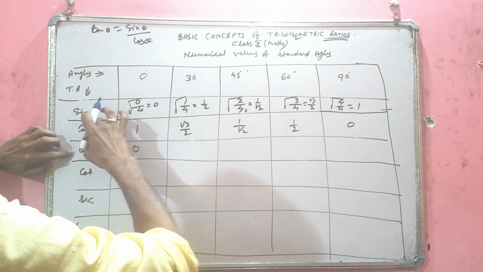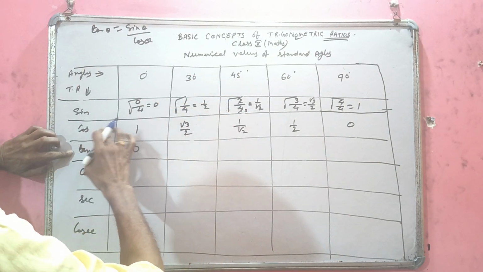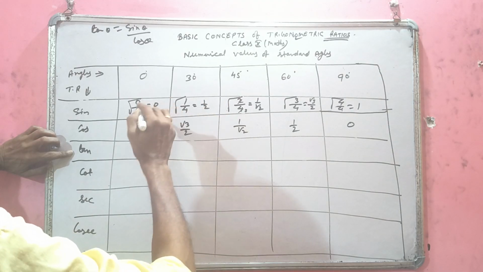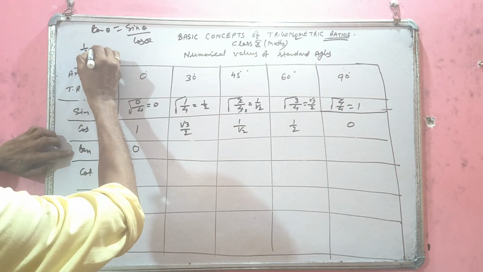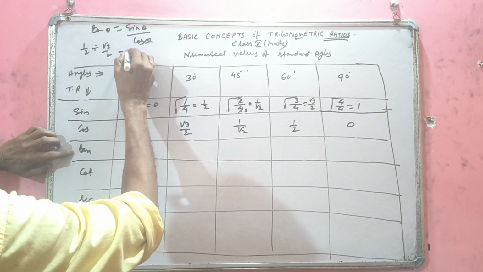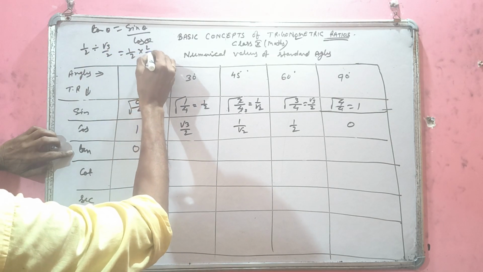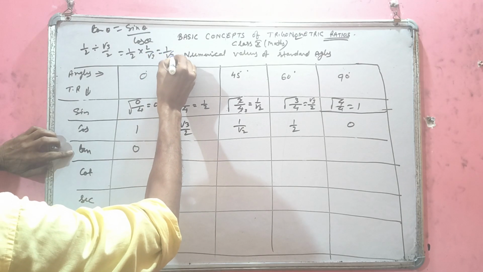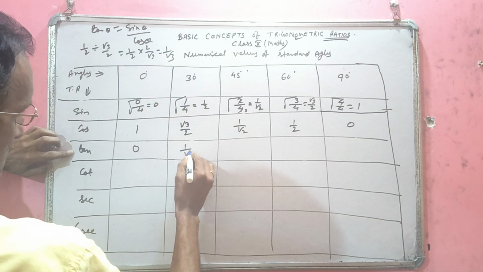Tan 30 degree equal to sin 30 degree by cos 30 degree. So 1 by 2 divided by root 3 by 2. What is the meaning? 1 by 2 into 2 by root 3. How much will you get? 1 by root 3. This is 1 by root 3.